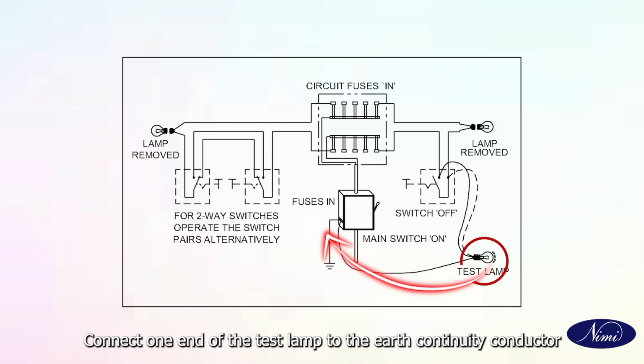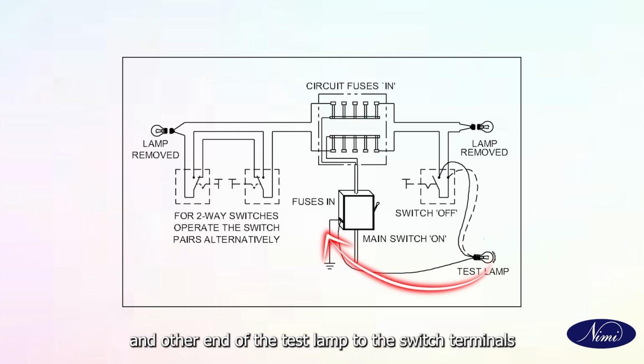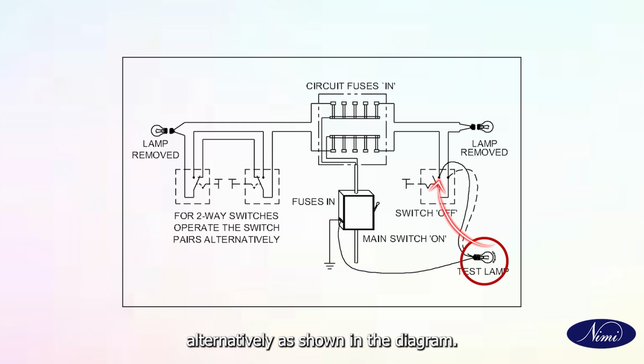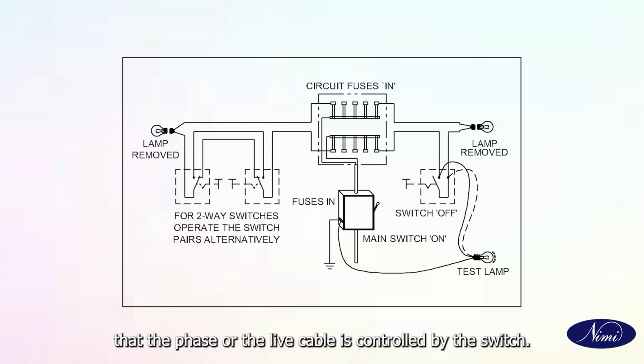Connect one end of the test lamp to the earth continuity conductor and the other end of the test lamp to the switch terminals alternatively as shown in the diagram. Lighting of the test lamp indicates that the phase or the live cable is controlled by the switch.